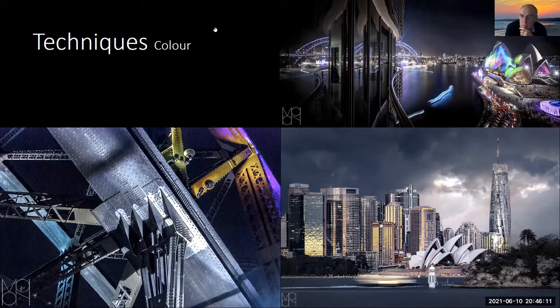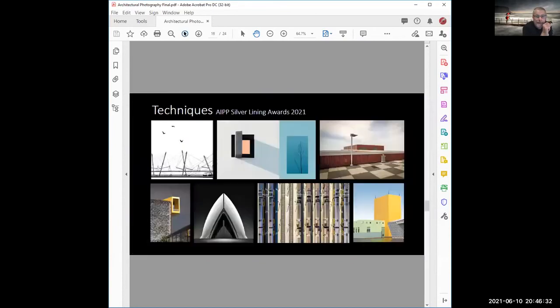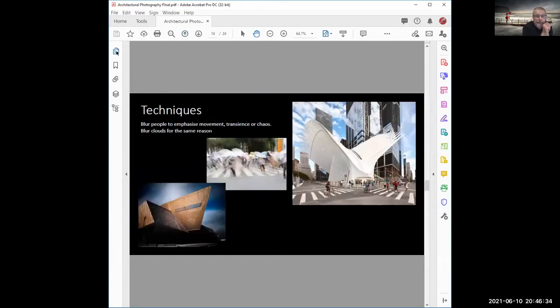But as a juxtaposition of that, in those images where you were talking about having motion blur for whatever reason, whether it's people or clouds, you might use an ND filter to have that effect if you're in very bright sunlight. Yeah, and especially the one in the bottom left.